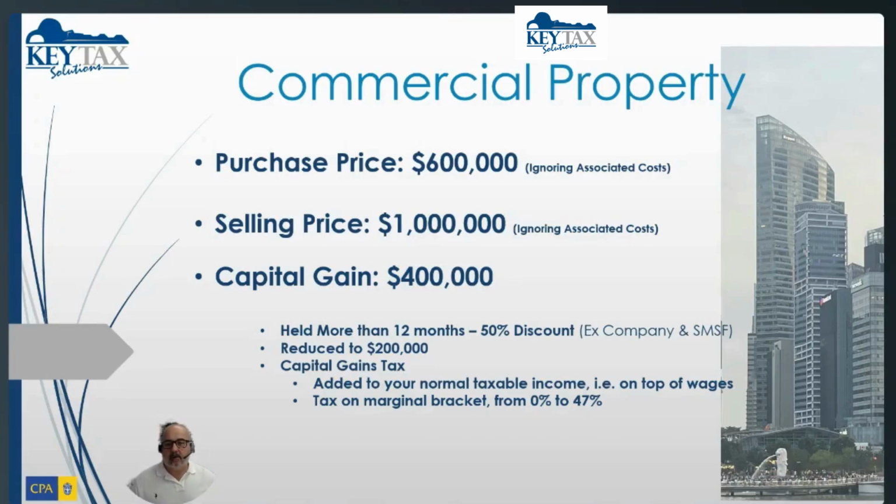Just following up on this series of capital gains tax, and today we're going to talk about commercial property. Now, for capital gains tax, commercial property, the capital gain works exactly the same as a residential property, the same basis, purchase price, selling price, ignoring associated costs in this example, gives you the capital gain of 400, and you get a 50% discount, excluding companies and self-managed super funds, reduce the gain to 200, and you pay it on that.